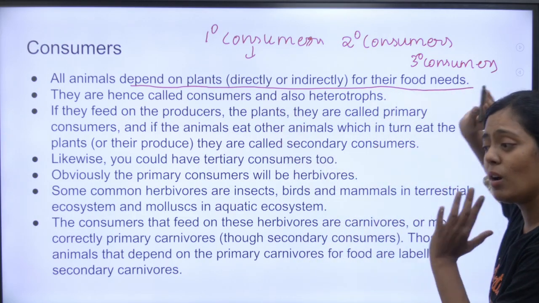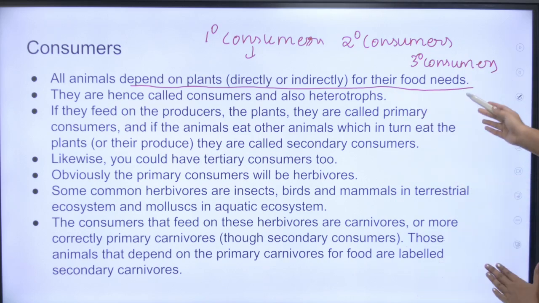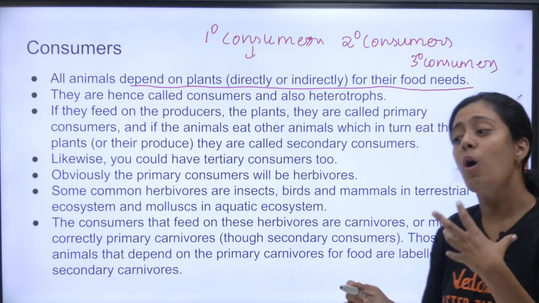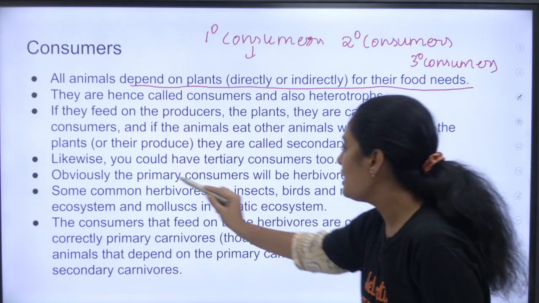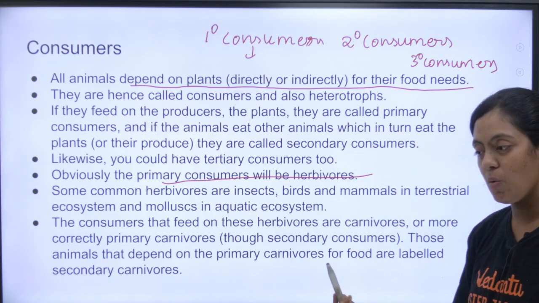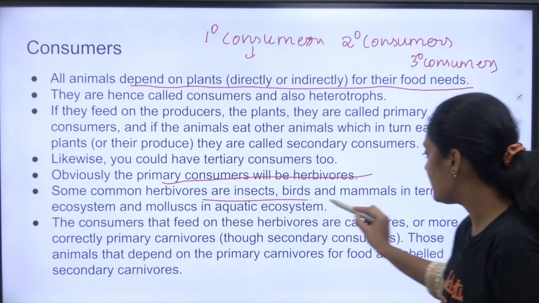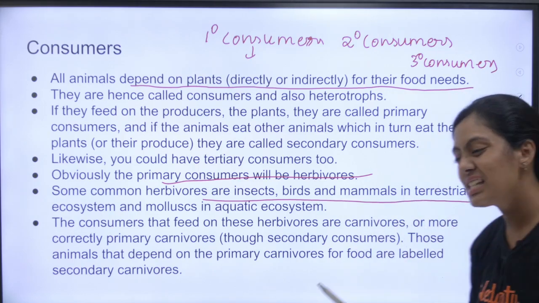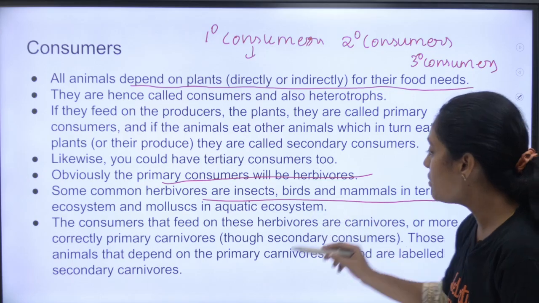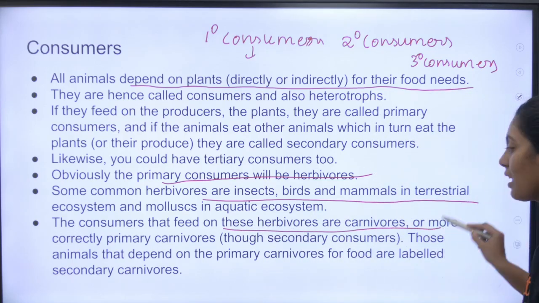Then you will have your secondary consumers, then you will have your tertiary consumers, or we call them top carnivores. Okay, so obviously the primary consumer will be herbivores. Some herbivores are insects, birds, mammals in terrestrial ecosystem and mollusks in aquatic ecosystem. The consumers that feed on these herbivores are carnivores.